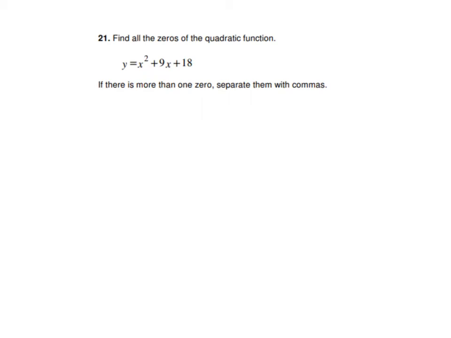Problem 21 is the same as problem 20. So I'm going to start off with that x puzzle again. I'll have 18 on top and 9 on the bottom. Again, it wants us to find all the zeros. This is the same as finding those x values or those x-intercepts or our solutions. So for 18, I've got 1 and 18 as factors. Those do not add to 9.